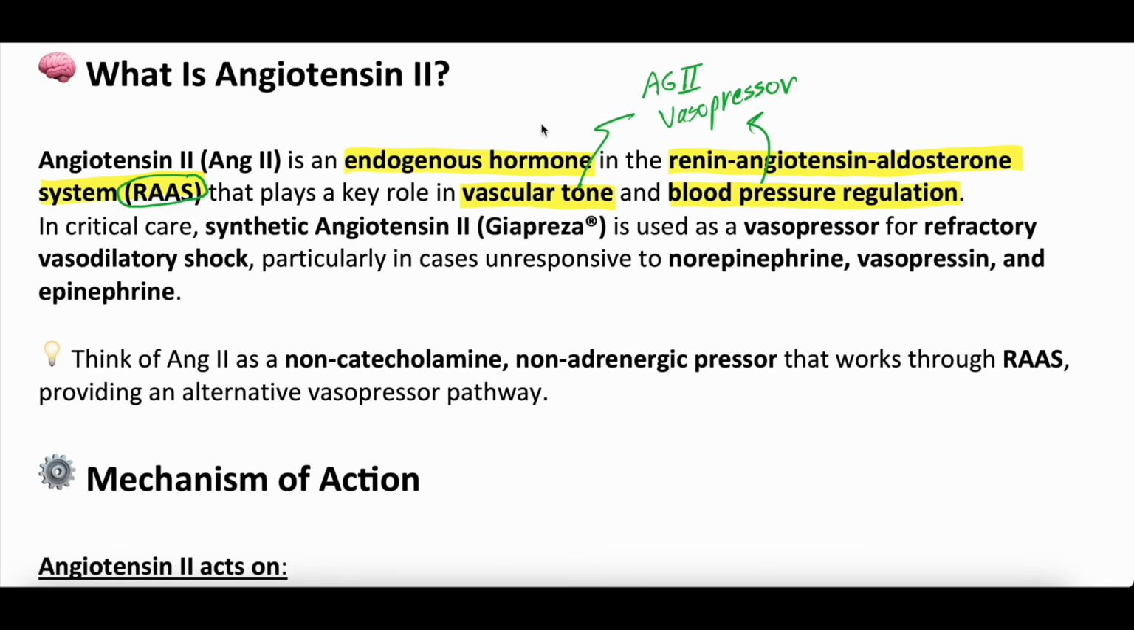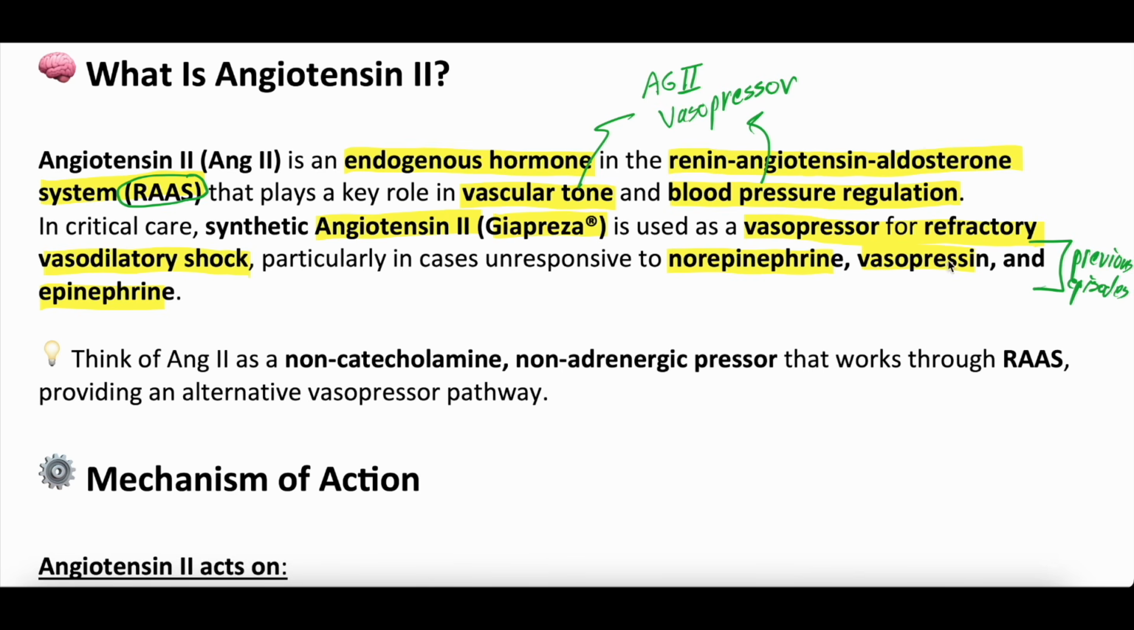in patients with shock. So in critical care, synthetic angiotensin II, brand name Giopreza, is used as a vasopressor for refractory vasodilatory shock, particularly in patients who are unresponsive or less responsive to first, second, and third line vasopressors such as norepinephrine, vasopressin, and epinephrine. All three of these we talked about in previous episodes in our vasopressor series. So definitely check out that playlist or our critical care or pharm playlist in the episode description.